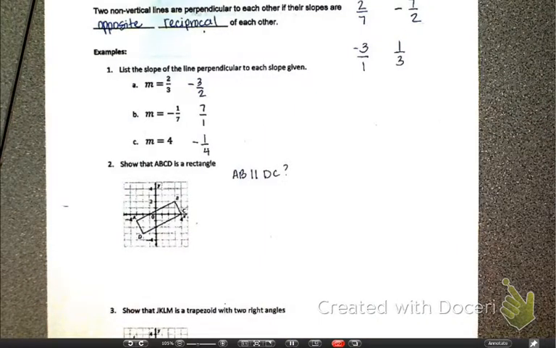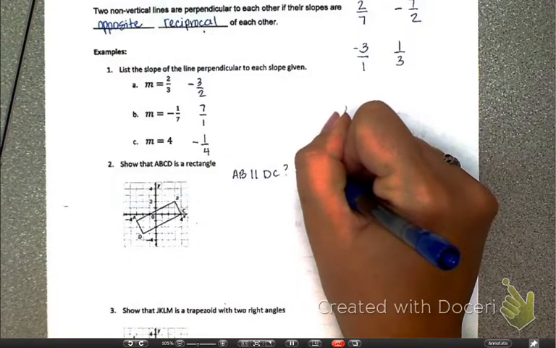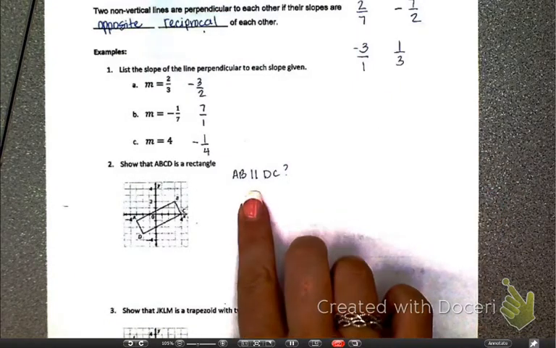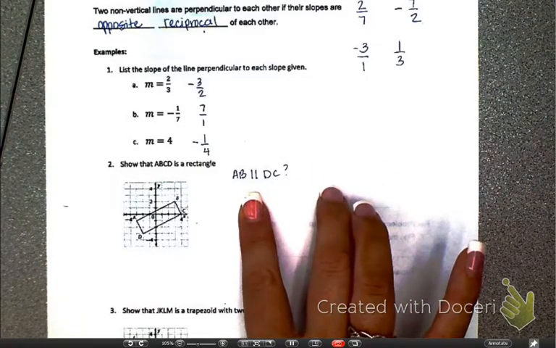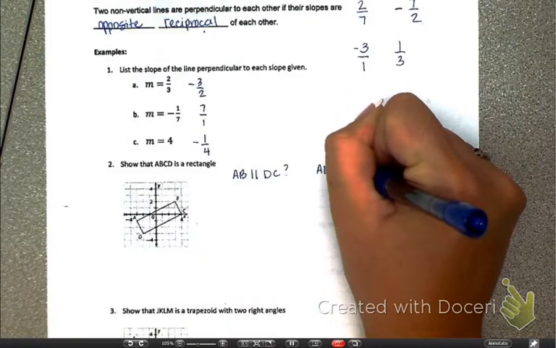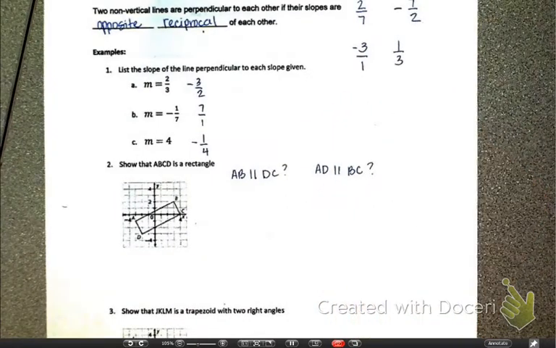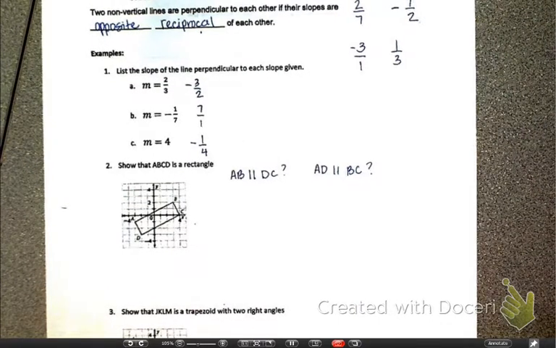And what else? The interior angles are all... Oh, wait, hold on. We have one more set of parallel lines. Which set of parallel lines? AD and BC need to be parallel. So those opposite sides have to be parallel. Is there anything else super important about a rectangle? The interior angles are all 90 degrees. All of the angles are 90 degrees.